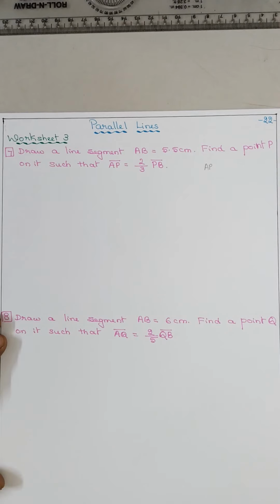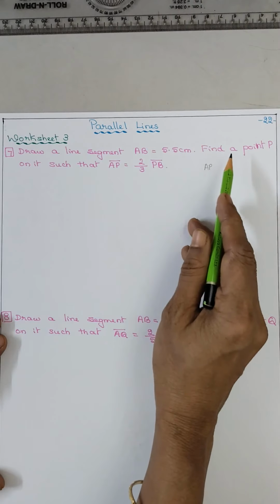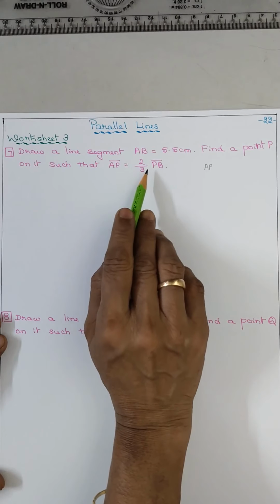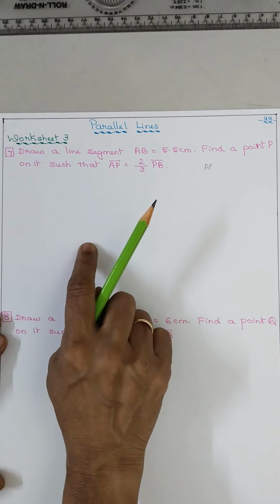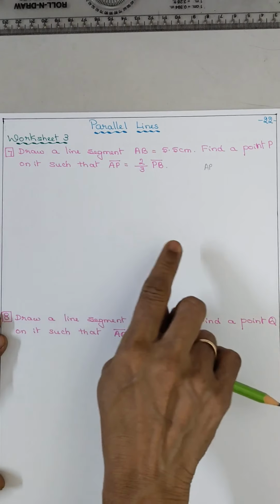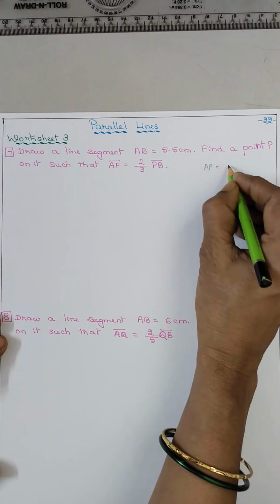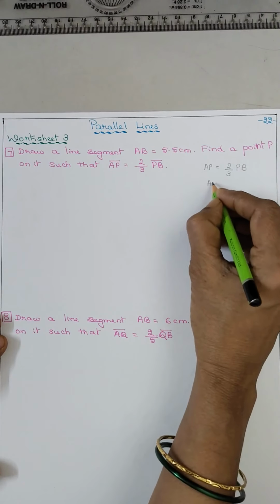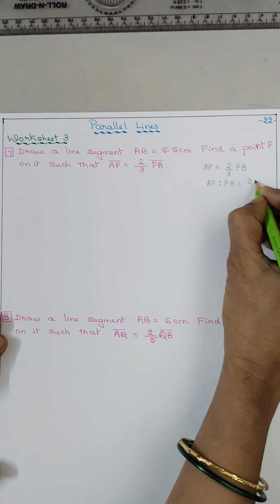Coming to the 7th question, draw a line segment AB equal to 5.5 centimeter and find a point P on it such that AP is equal to 2 by 3 PB. So the line segment is AB, and in between there will be a point P. AP is equal to 2 by 3 PB. That means AP is to PB is equal to 2 is to 3.